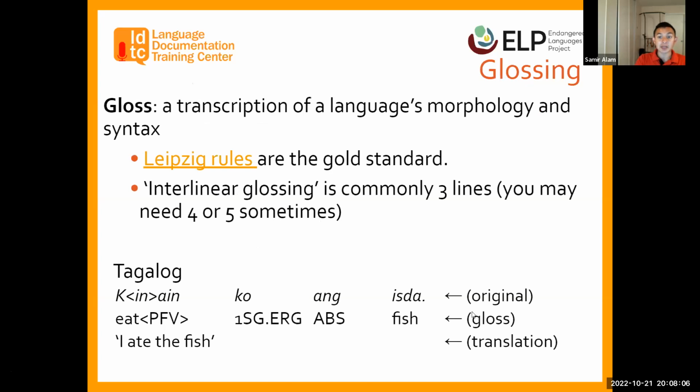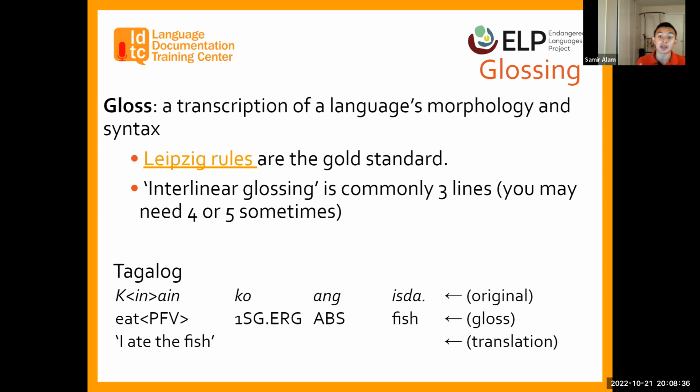All right, the last aspect of syntax that we're going to be talking about is glossing. Glossing is a transcription of the language's morphology and syntax. We've talked about how to break up speech into morphemes. So we can break up words into morphemes, and we can describe combinations of the words into phrases and sentences.